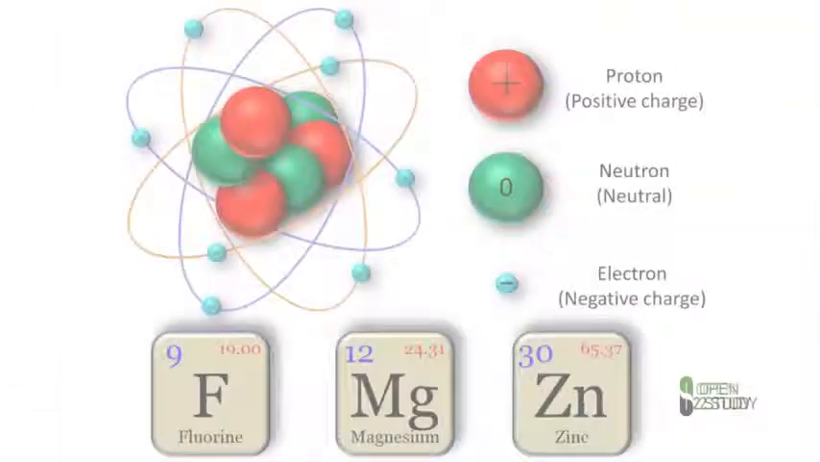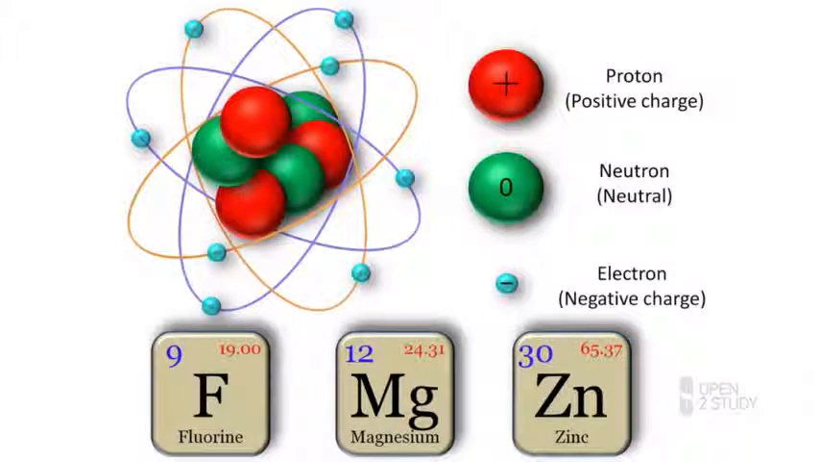Okay, so we spent the last couple of topics talking about our atom, the nucleus with the positively charged protons and the neutral neutrons, and the negatively charged electrons orbiting around the outside in their shells. We also spoke about the fact that the number of protons defines the element, that if you have 9 protons in your atom, you have fluorine. If you have 12 protons in your atom, you must have magnesium. 30 protons in your atom, by definition, it must be zinc.